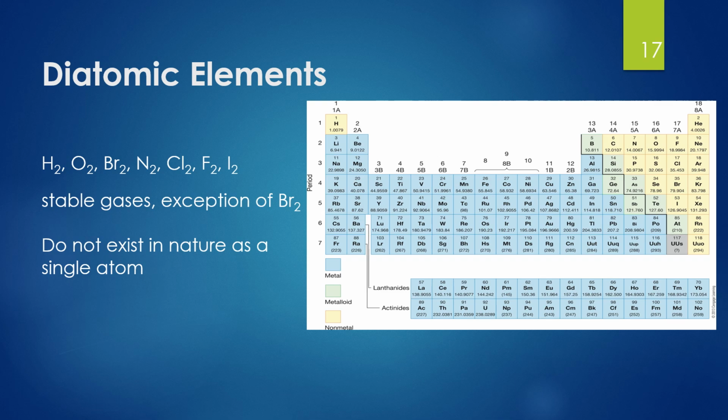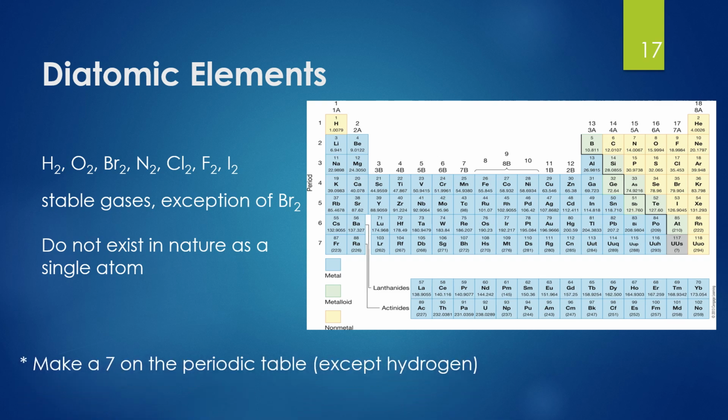Now, how do you identify where these are, or how do you remember these? Well, they form a 7 on the periodic table, which is nice since there are 7 of them. Notice hydrogen once again is the exception. It's kind of a stinker hanging out over here by itself, but the rest of the 7 do form a 7 on the periodic table. So I'm going to draw that now.